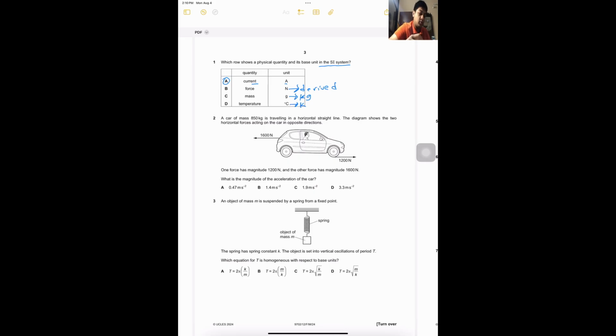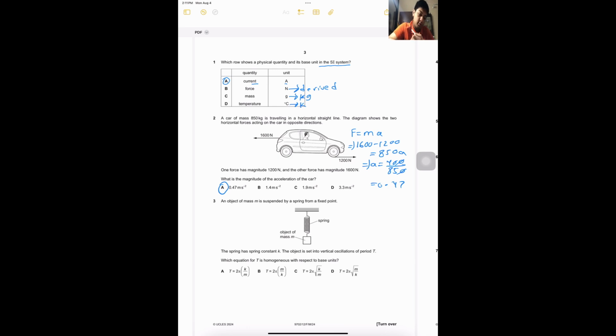A car of mass 850 kg is traveling in a horizontal straight line. The diagram shows the two horizontal forces acting on the car in opposite directions. One force has a magnitude this and one force has a magnitude this. What is the magnitude of the acceleration of the car? We know that resultant force, F, equal to ma, so resultant force is 1600 minus 1200, which is equal to 850 a, hence acceleration is 400 by 850, which is equal to 0.47. Hence that is your answer.